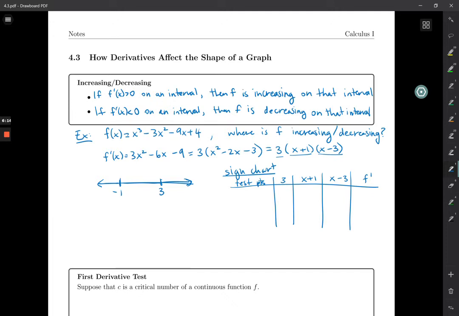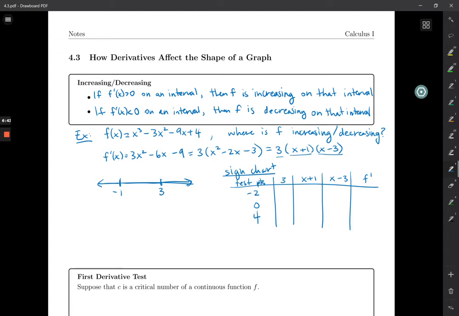Okay, so let's choose some test points. We need something in the interval minus infinity to minus 1, so I will choose negative 2. Something in minus 1 to 3, so 0 is there, and 0 is usually a nice number to plug in. And then we'll choose 4, and that's in the interval 3 to infinity. Okay, so we have all of our intervals represented by a test point.